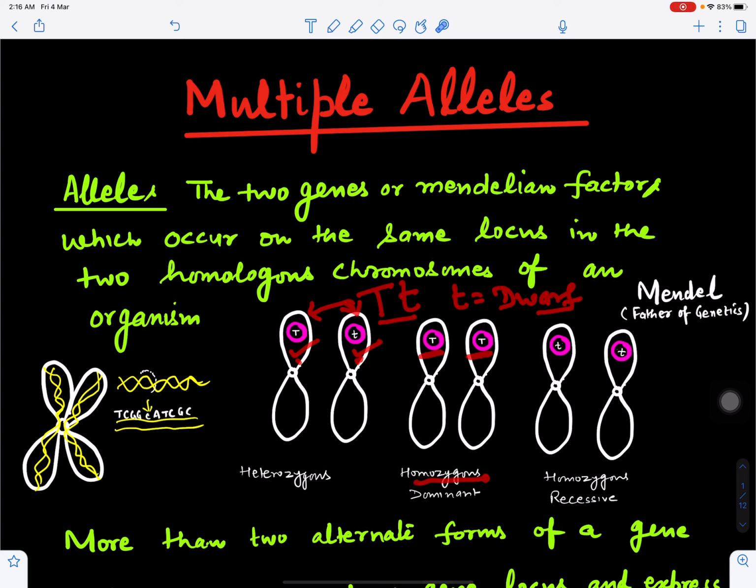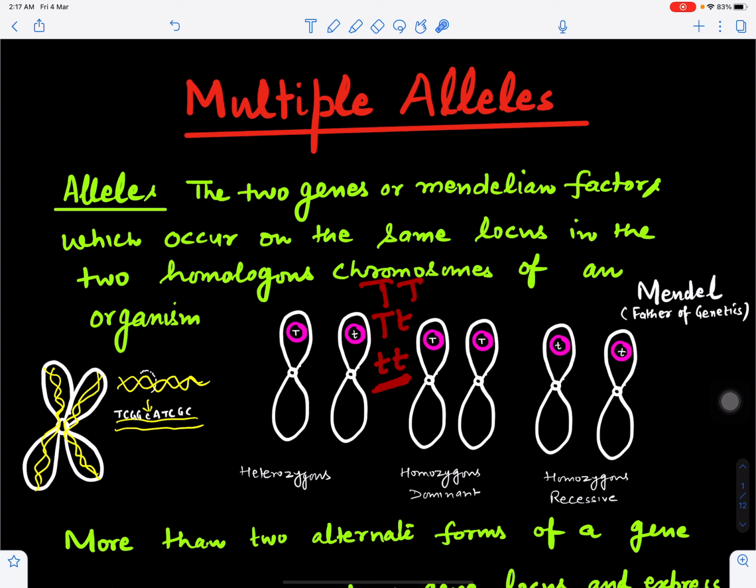Now here we can see capital T and small t is there. So this condition is called heterozygous. When the same genes, capital T, capital T or small t, small t, are present, this will be homozygous. So two genes or Mendelian factors which occur on the same locus in the two homologous chromosomes of an organism are called alleles. So we can see here capital T is for tallness. Now its alternate form can be capital T or small t. So there are two alternate forms of an allele, right?